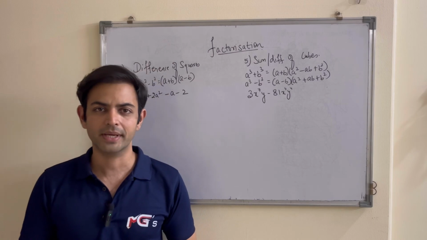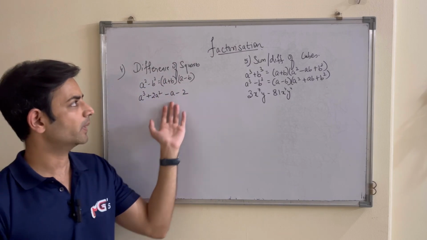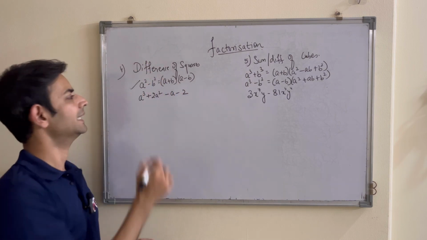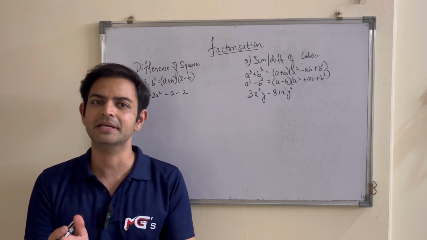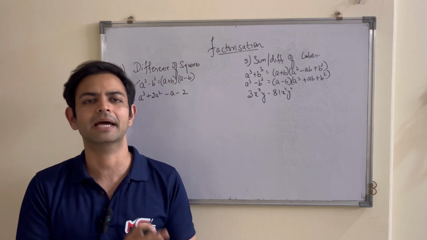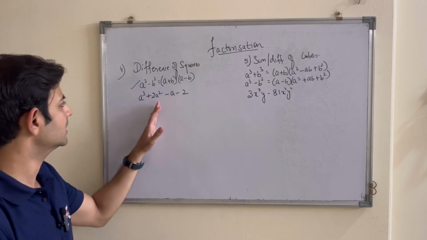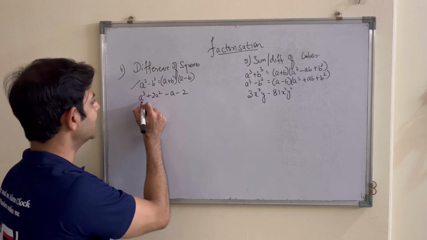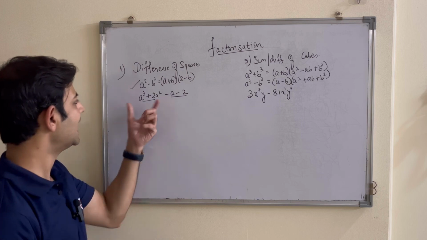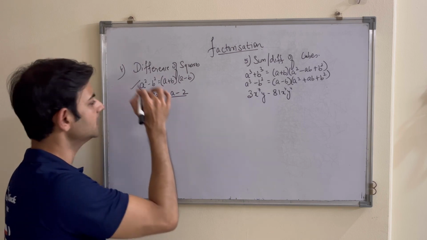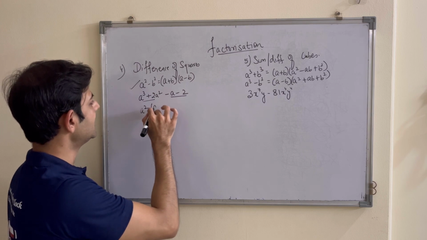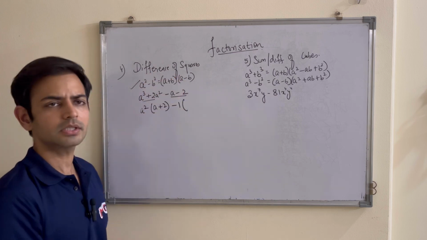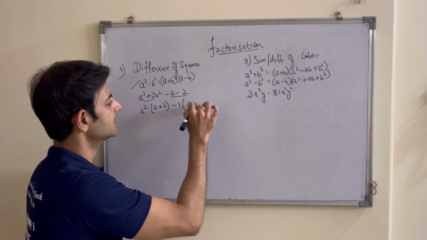Now let us understand two more ways of factorization. One is difference of squares and one is difference of cubes. For difference of squares, we already know this formula that a square minus b square is equal to a plus b into a minus b. We just have to apply this formula in multiple ways here. So we have taken a question here, a cube plus 2a square minus a minus b. First of all, we'll try and make grouping here. From here I will take a square common. I am left with a plus 2. Similarly, from here I can take minus 1 common. Again, I am left with a plus 2.